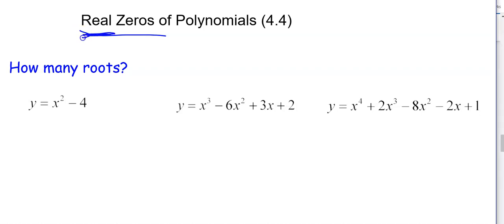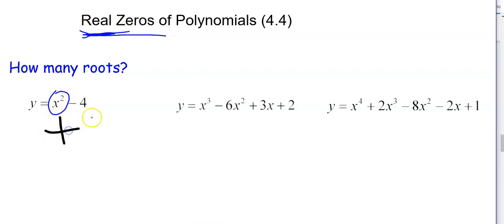Okay, we're talking about real zeros of polynomials. We'll also talk about some imaginary zeros as well, at least there could be imaginary ones. So when you see this first problem, hopefully you see that this is an x squared term, the highest degree, so you know the end behavior. And you probably know how many roots it's going to have.